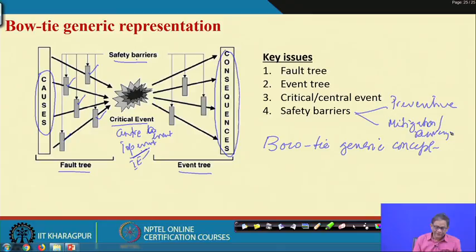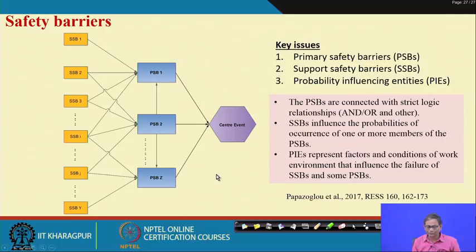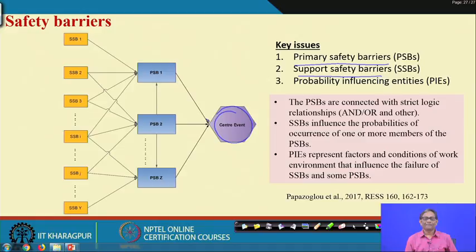So, barriers will be of two types. One will be primary safety barrier, another will be support safety barrier. Now, what is a primary safety barrier? Suppose this is your center event. Why did this center event take place? You can dig down with appropriate AND and OR logic gates, and you will find some of the events that ultimately cause the center event. Those events should not occur, and you will find that they are nothing but failure of some barriers. These are primary safety barriers, which can be related to the top event with sound relationships.